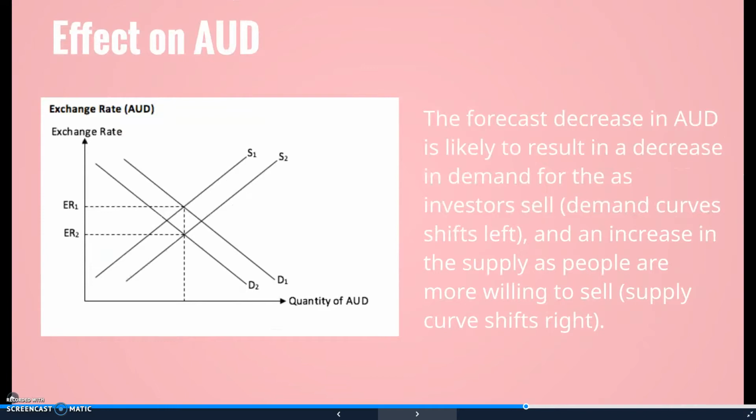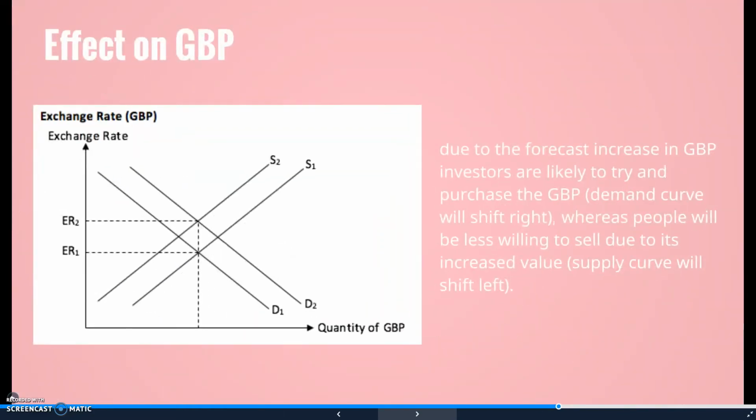Looking at the pound now, conversely, due to the projected appreciation of the pound, investors are likely to try and purchase the pound, where people will be less willing to sell due to its increasing value. Effectively, this also states that the pound will appreciate against the AUD in the short term.